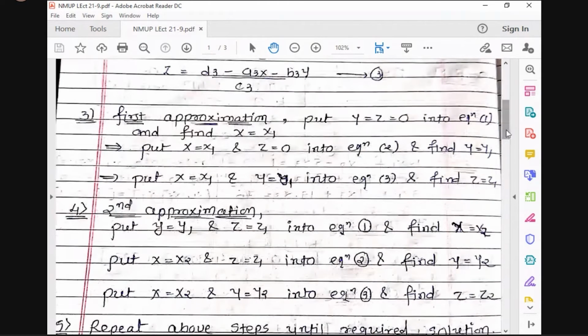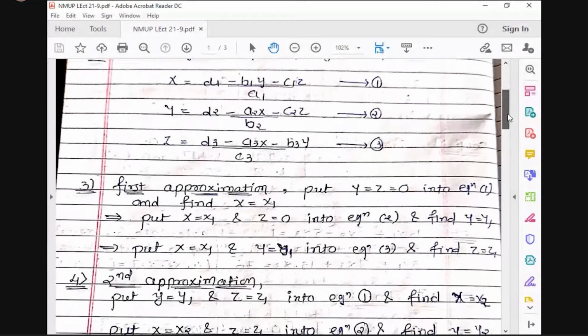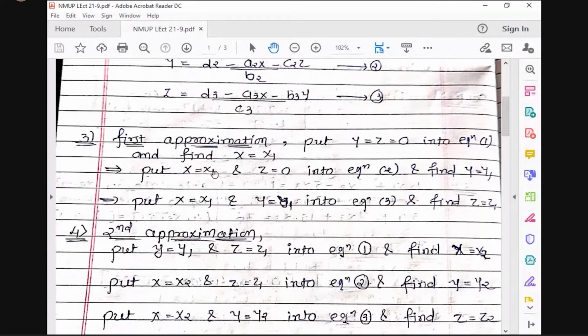So after doing this first iteration, what do we have to do? We have to follow the same steps. If we want to find these values of x again, we have to substitute y equal to y1 and z equal to z1 into our first equation, and whatever value we get for x, which is x2, in the second iteration, write down x2, y2 and z2. Same way for the third iteration, write down x3, y3 and z3. So you will not be confused, right?